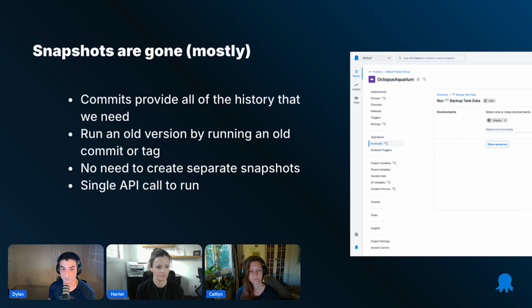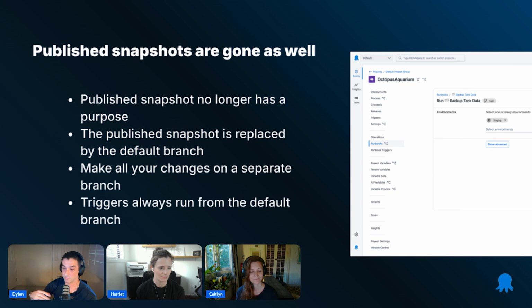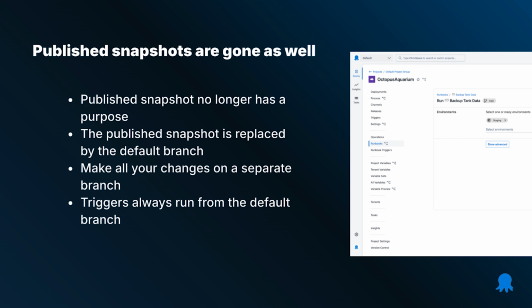Next is published snapshots. These published snapshots existed to allow you to iterate on a runbook while keeping that stable version for someone to run, like Caitlin showed there. So you want to make changes and then not interrupt anyone who's using that published version. Snapshots are gone, as we've just established. So the whole idea of a published snapshot being a stable version is gone as well. Pretty simple. What we've done is we've taken the published snapshot and replaced it with the default branch effectively.